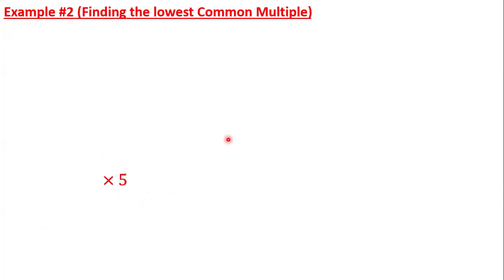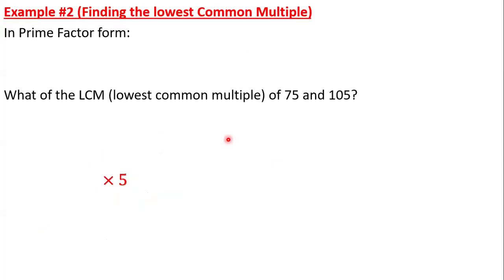All right, so for this one, we have 75 and 105. And our goal is to find the lowest common multiple of 75 and 105. If you know what to do, you can put your answers inside the chat. But we have to write this down first. Where's Josh? Josh, are you there? Read this question for me, please.